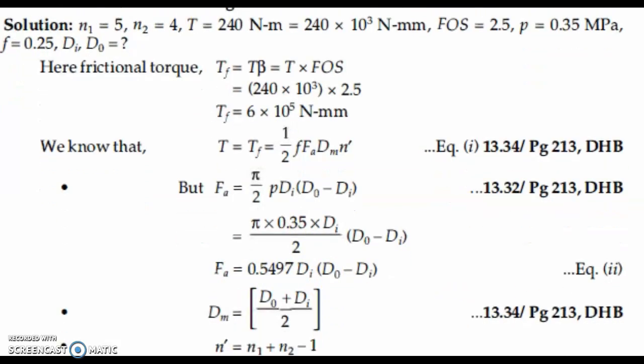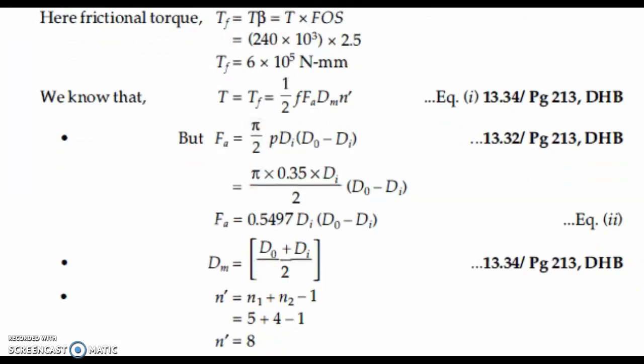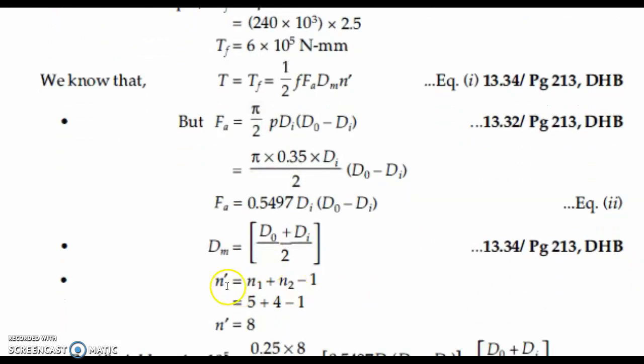Then next one is the Dm value, but here do and di are not given. That is the value they are asking. Now we can go for the N dash value. How can we find the N dash value? It is one condition. N dash we can take like this, that is N1 plus N2 minus 1. That is the number of contacting surfaces we can find using this equation also. Here it will become 8.